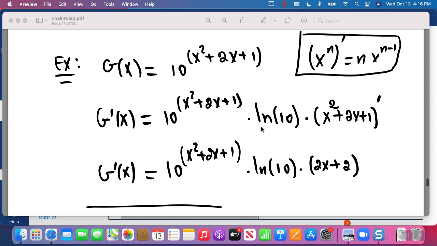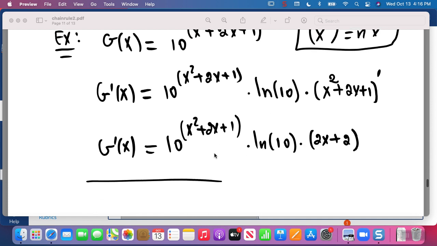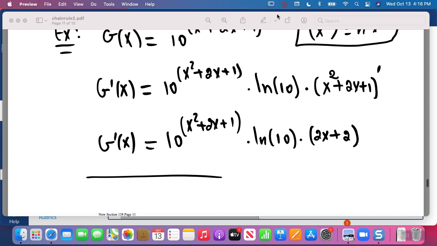And so, last example. g of x equals 10 raised to the power x squared plus 2x plus 1. Its derivative is going to be itself times ln of 10, and then times the derivative of x squared plus 2x plus 1, which gives us 2x plus 2. So that's the answer. Okay, thank you very much.